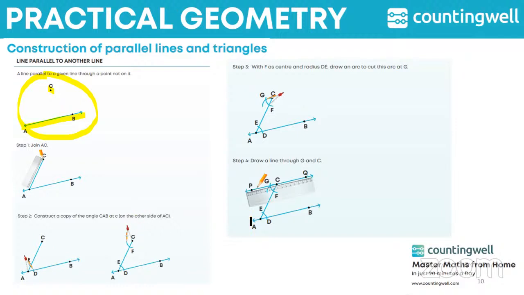So for that, with A as the center, you will take the measure in the compass equal to distance AD, and mark one arc. Then with F as the center and radius DE, draw an arc to cut this arc at G, then draw a line through G and C. So this is the construction when a line is given and a point exterior to that line is given.